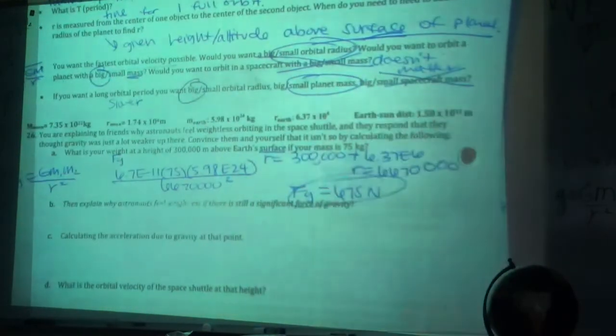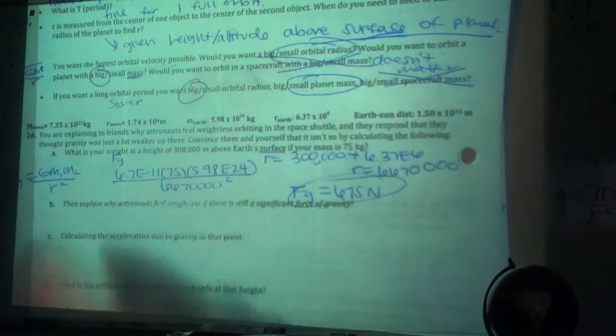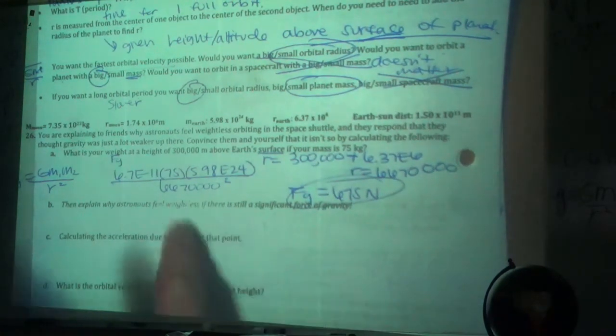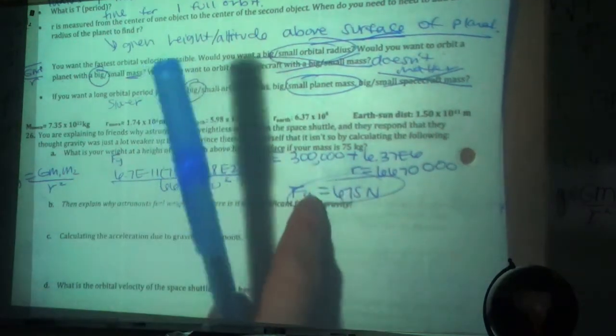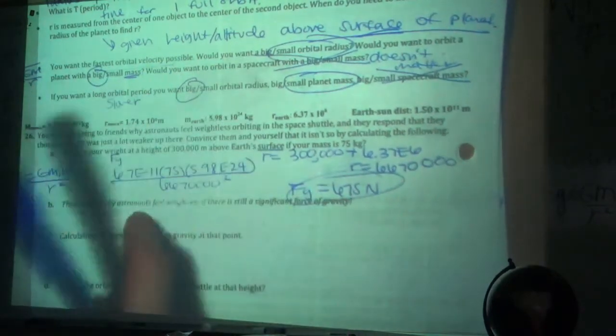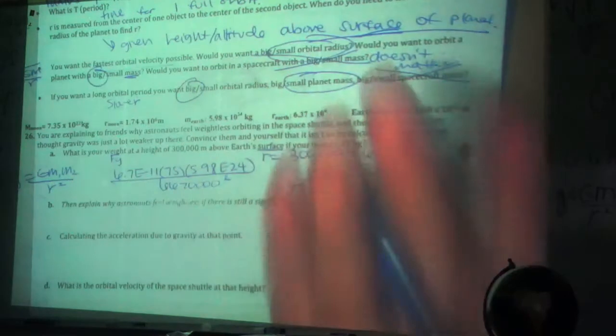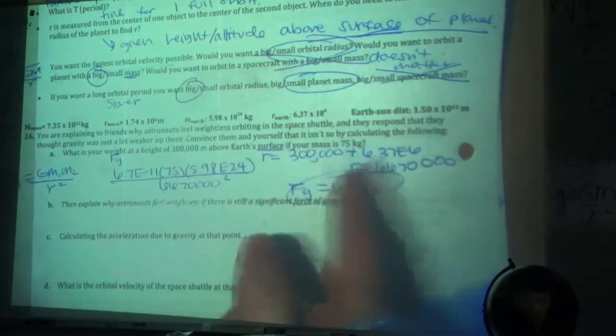And you'll get 675 newtons. So we saw videos of astronauts that look like they are weightless. They definitely feel weightless. And it's not that their weight is so small, because on Earth they would be weighing like 750-ish, and now they're weighing 675.